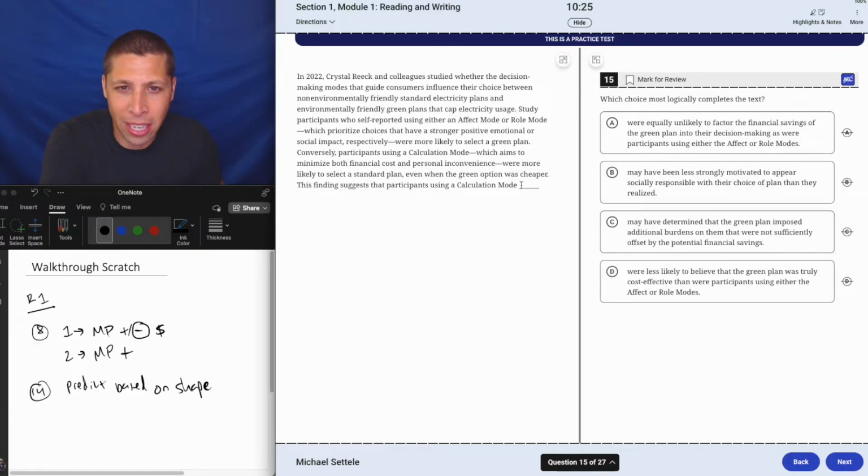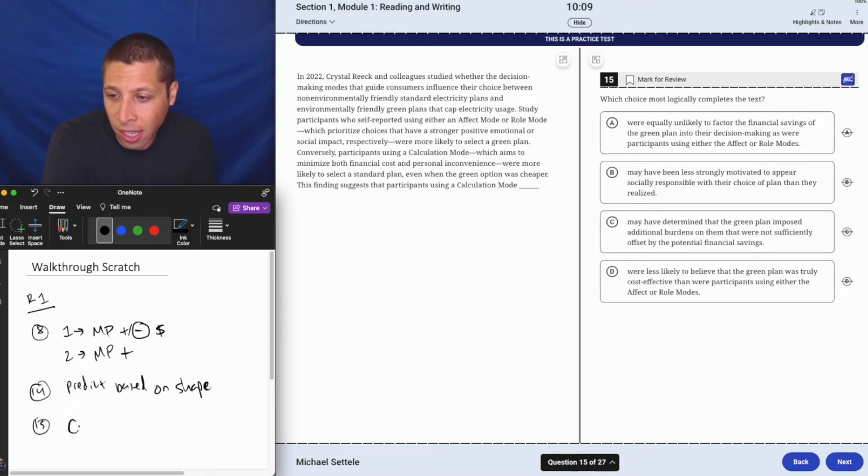This finding suggests that participants using a calculation mode... What? Okay. Well, the calculation mode, it seems to be... So my guess here, and you don't have to come up with a guess, but my guess for what's happening here is they're saying calc mode is supposed to be about cost and convenience, but they were more likely to do the standard plan even when the option was cheaper, so that they're more interested in convenience, right? Think of it like a math equation. So the convenience is more important, I guess.